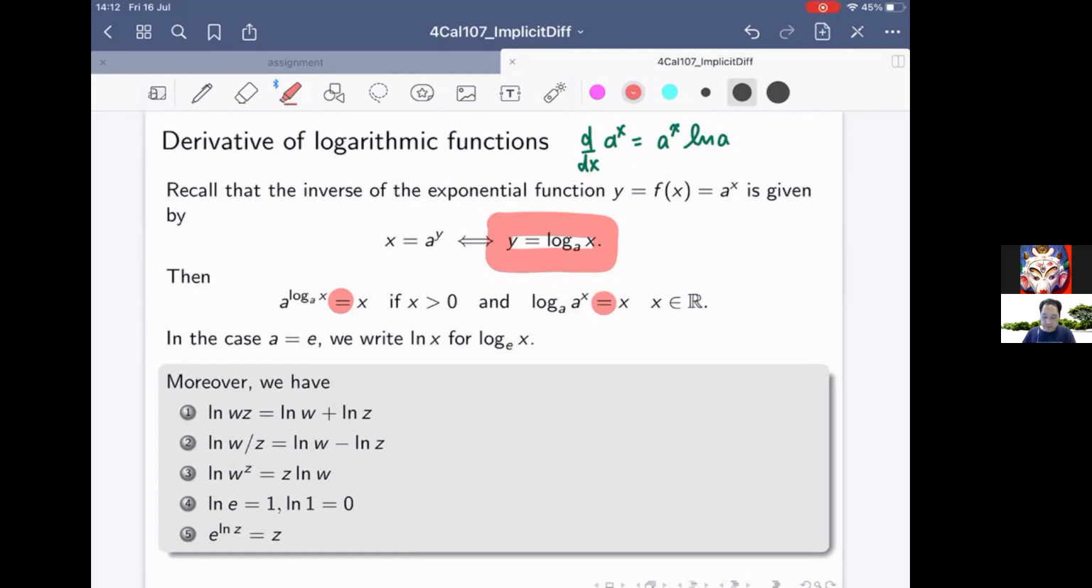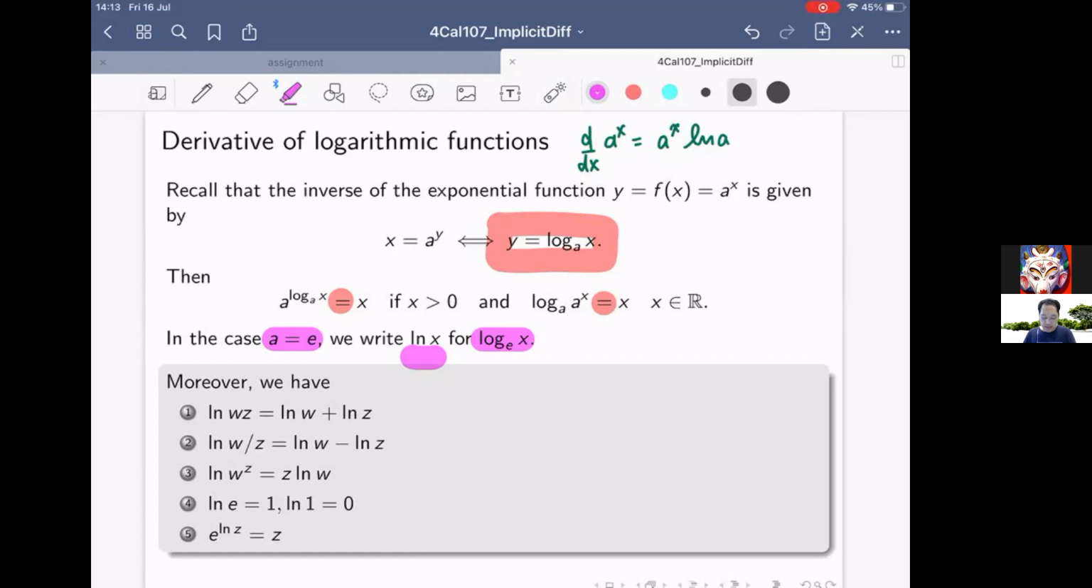Okay, and in the case that your a is e, if the log is base e, then instead of using log of x base e, we use the notation ln x, which is called the natural log of x. Or a log of x, we still read it as log of x.